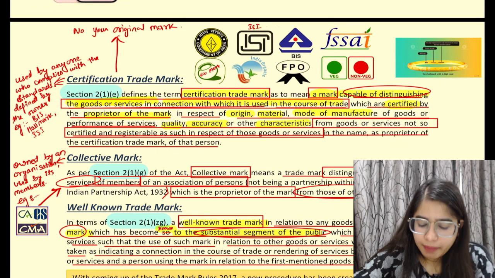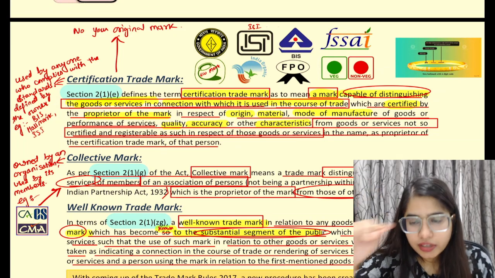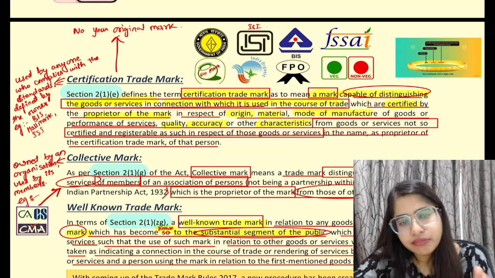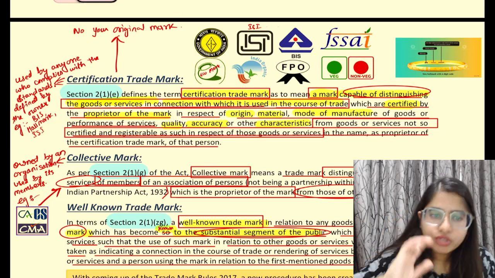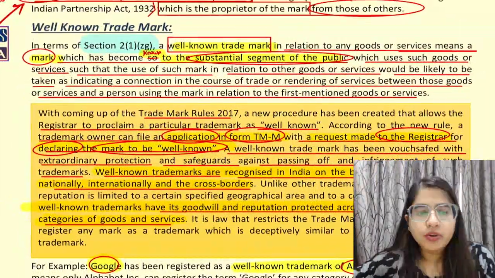So coming back to the topic, there are three types of trademark that you have to study. One is your certification trademark, another is your collective mark, and third is your well-known trademark. So I'll try to explain this. First, I'll explain well-known trademark.